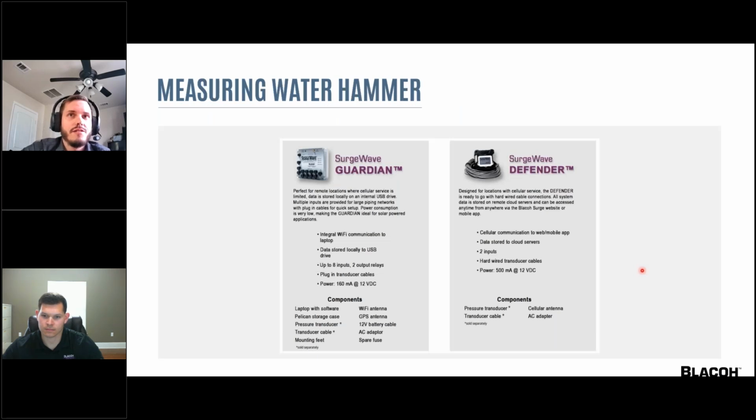Now, let me introduce you to our friend, the surge wave. It's Blaco's transient monitoring system. We have two data logging device versions, the Guardian and the Defender, each with their own strengths. Perhaps the main difference between the two of them is in how they save data. The Guardian saves data locally on an internal USB drive. The Defender, which is on the right, saves data to the cloud via a cellular signal and is viewed at any time from a web app or mobile app.